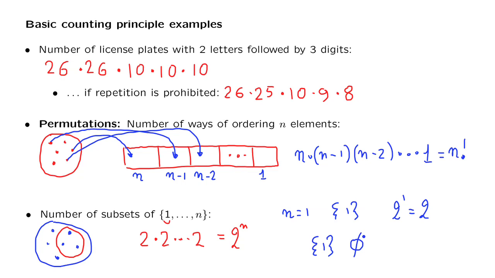Notice that when we count subsets of a given set, we count both the set itself, the whole set, and we also count the empty set. All of these are subsets of our set.